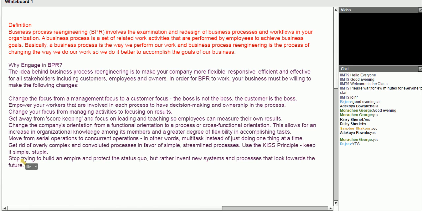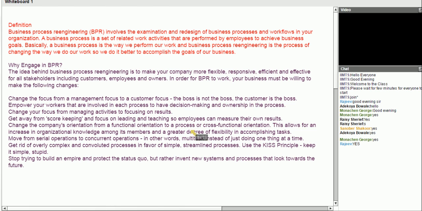Number 8, and the last point: stop trying to build an empire and protect the status quo, but rather invent new systems and processes that look towards the future. Here they are making the point that instead of having a very big empire, always try to look for innovations in your organization and create new processes whose goals are to focus on the future. So these are the 8 points for why we engage in business process re-engineering.